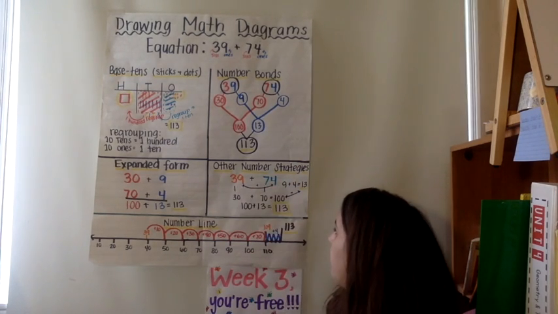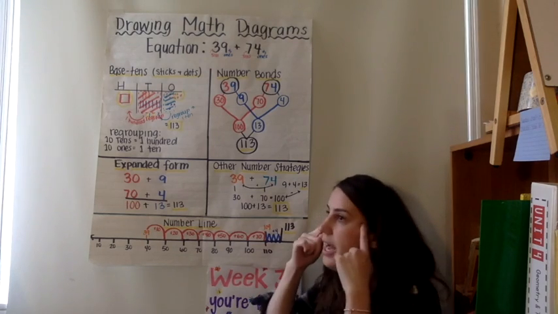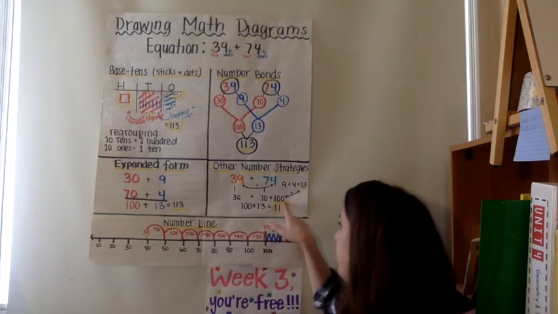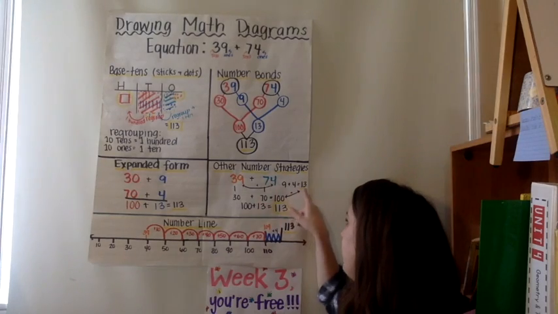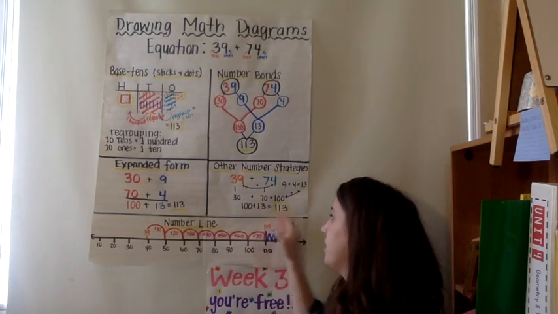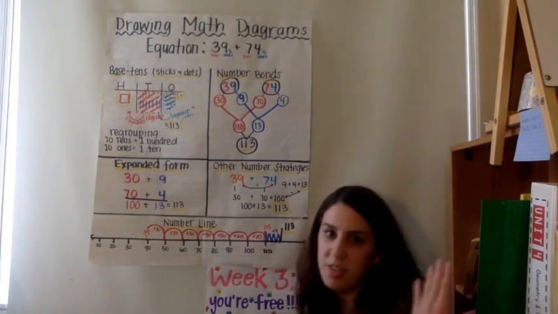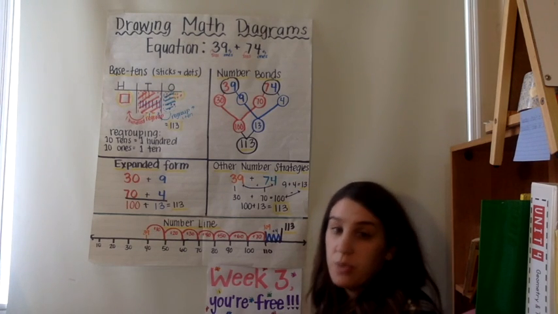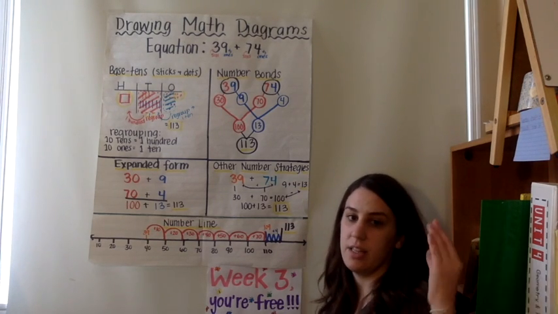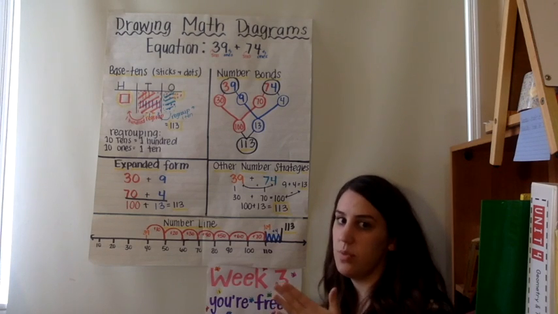I wrote 39 and 74, and then I thought about it as 70 plus 30 equals 100, 9 plus 4 equals 13, and then I added everything together. You might notice that some of these are starting to sound similar because we're really just making sure that we're connecting the tens with the tens and the ones with the ones.